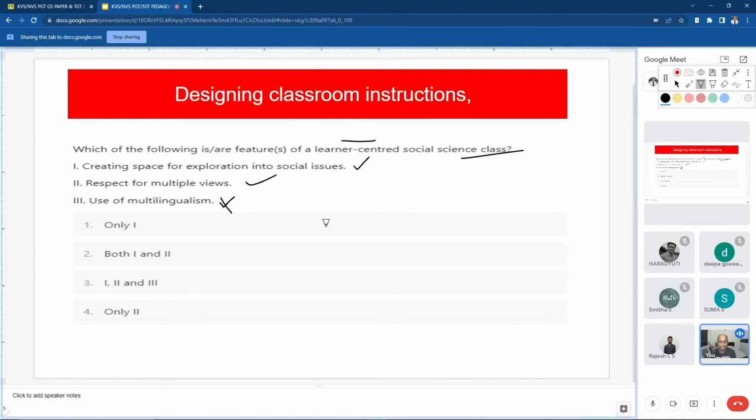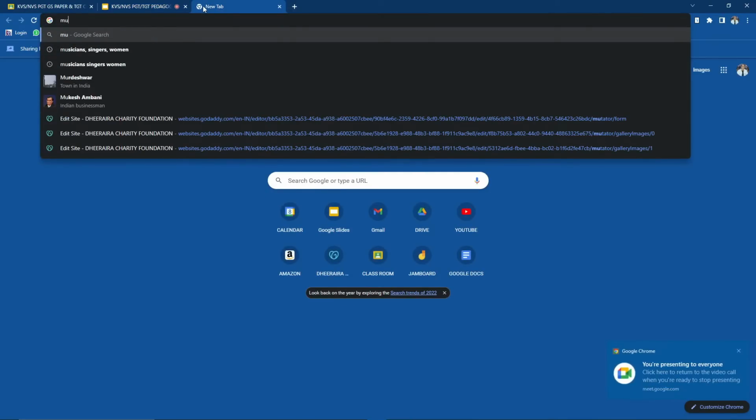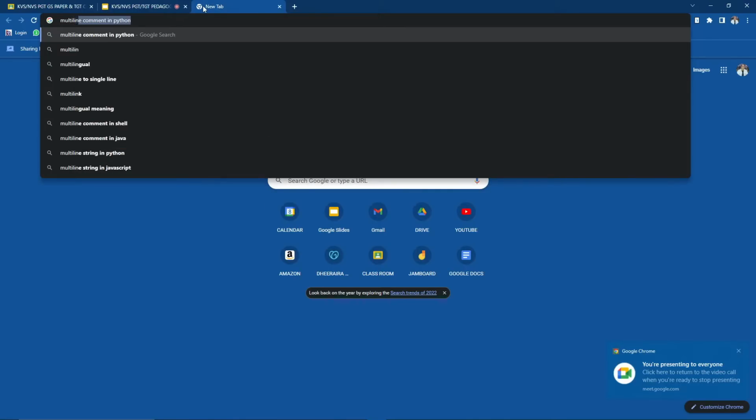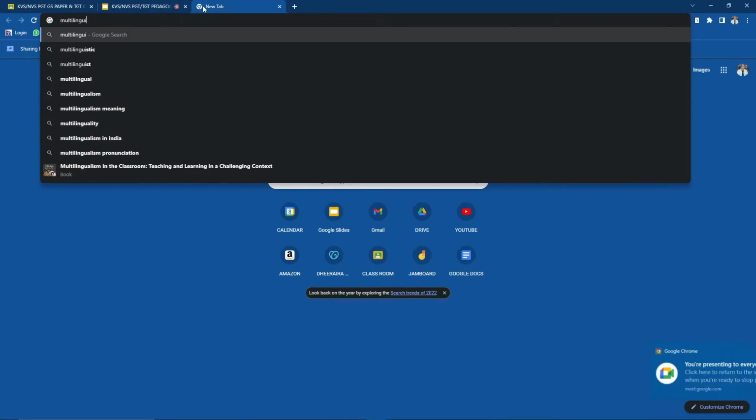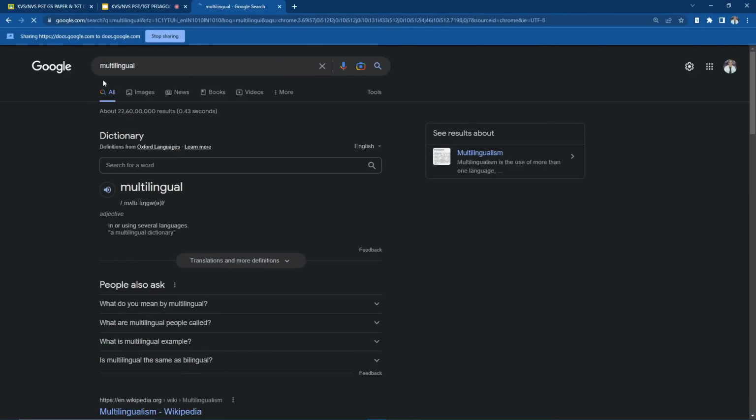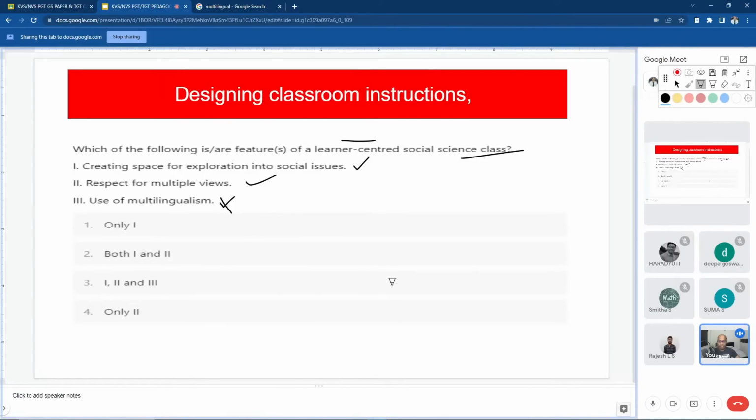But that is called multilingualism, no? You can teach in English or in more than 2 languages. More than one. Multilingualism, correct? It is a learner-centered social science class. Bilingualism is nothing but 2 languages, sir. Multi means more than 2. Bilingual means only 2. Multilingual means using several languages. We can use any language or more than 2 languages also, because it is a learner-centered social science classroom. But it is a confusion.